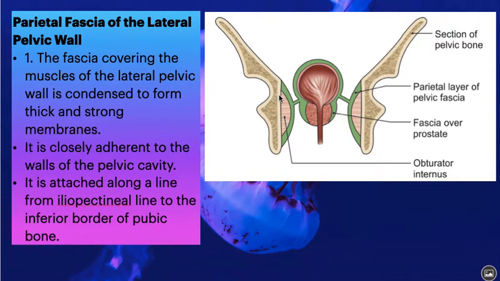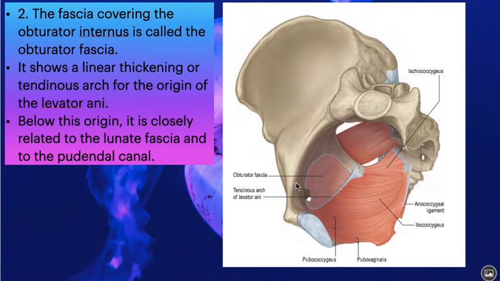Now, the parietal fascia of the lateral pelvic wall. The fascia covering the muscles of the lateral pelvic wall is extremely condensed and thick to form strong membranes, closely adherent to the wall of the pelvic cavity and attached along a line from the iliopectineal line to the inferior border of the pubic bone. Here. Okay. Now, fascia covering the obturator internus is called the obturator fascia.